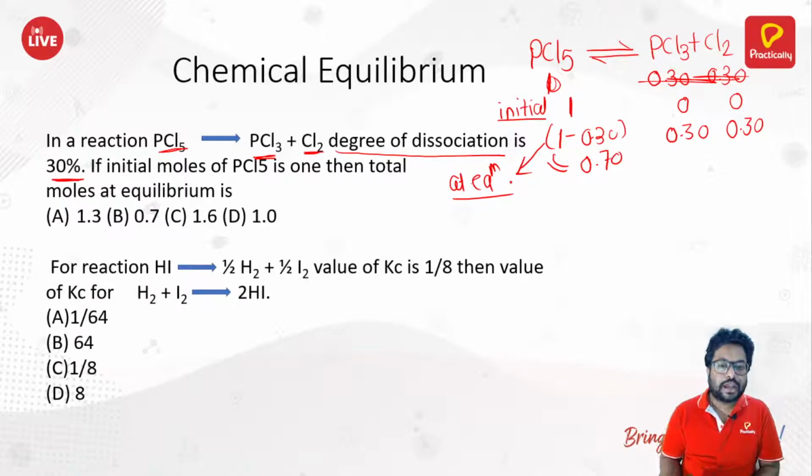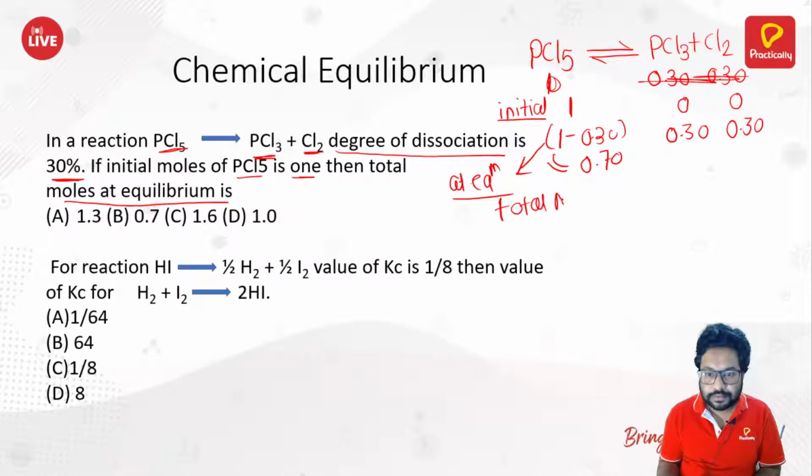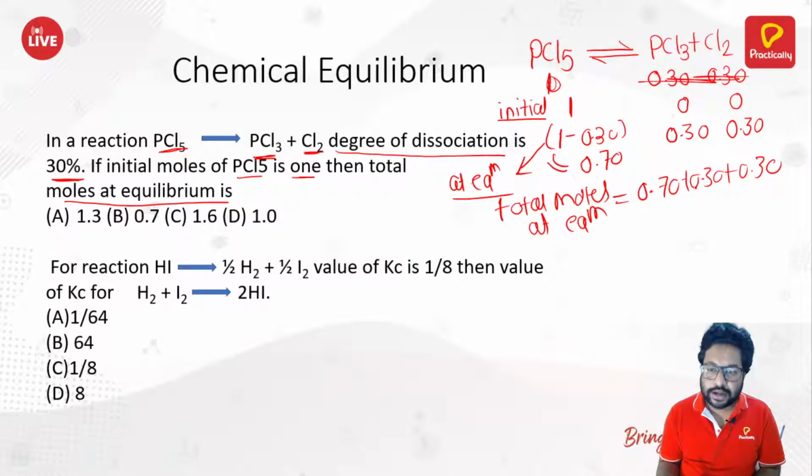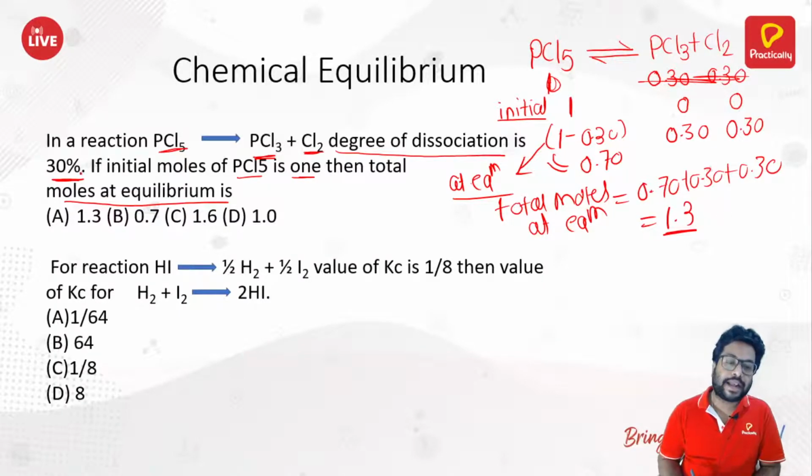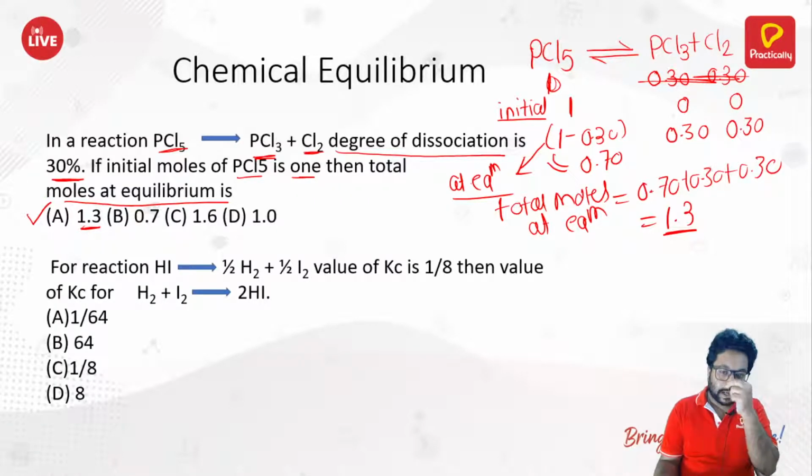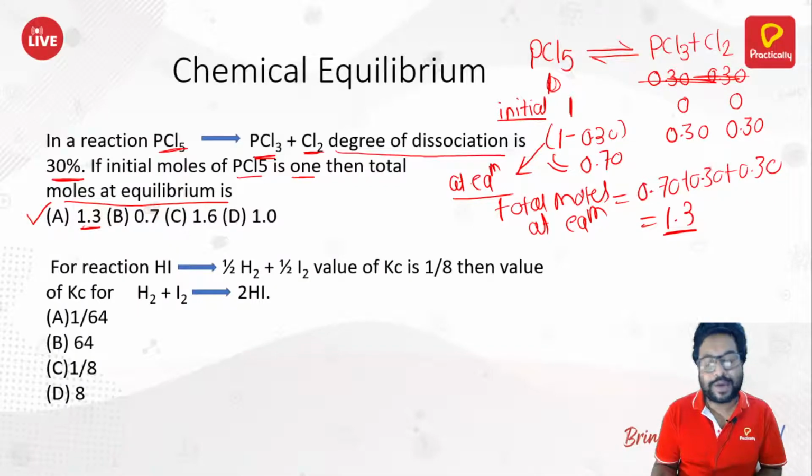And what they're saying, if the initial number of moles of PCl5 is 1, then what is the total number of moles at equilibrium? Total moles at equilibrium is equal to 0.70 plus 0.30 plus 0.30. 0.70 plus 0.30 is 1. 1 plus 0.30 is 1.3. That is why our answer has to be A, that is 1.3. That is how you can solve this kind of numerical.